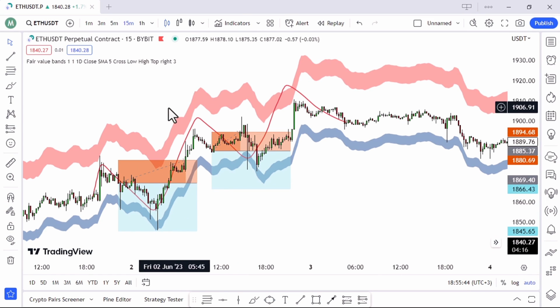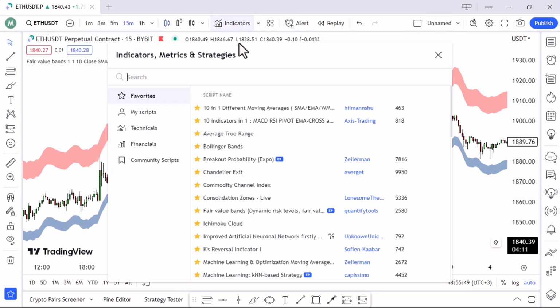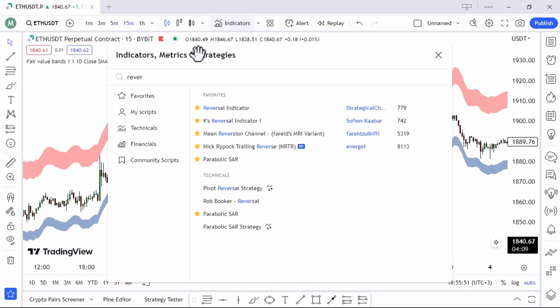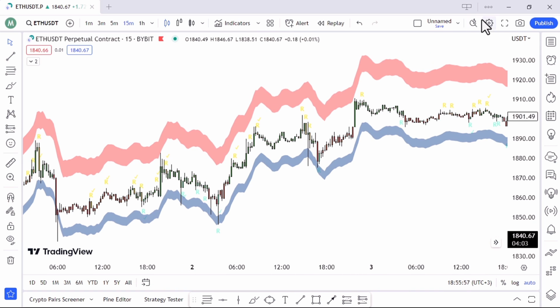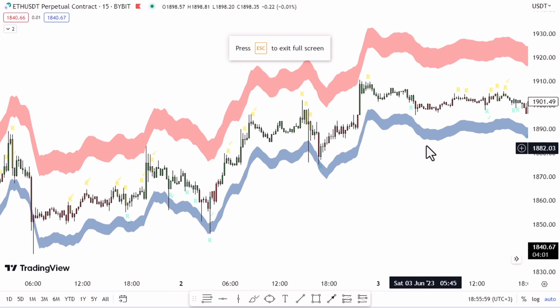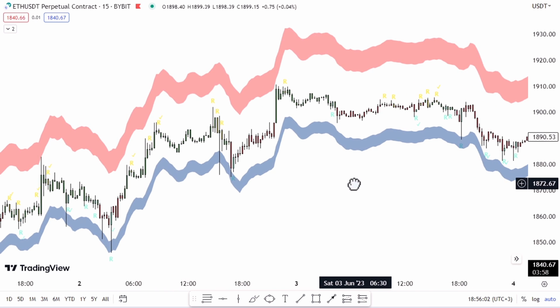To avoid this, we're gonna add another tool called reversal indicator. This one by Strategical Charts. Now, this tool uses the famous Bollinger Bands indicator to identify areas in the market where the price touched the upper or lower bands of the Bollinger Bands indicator.